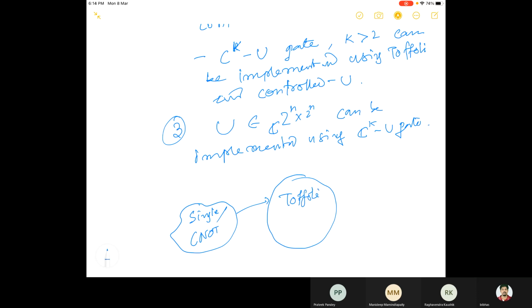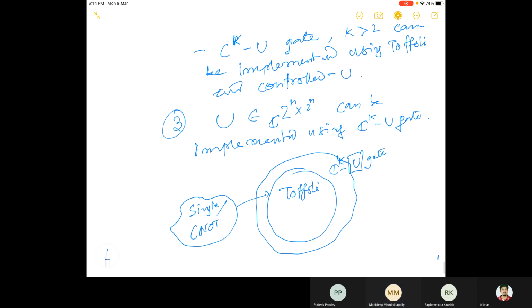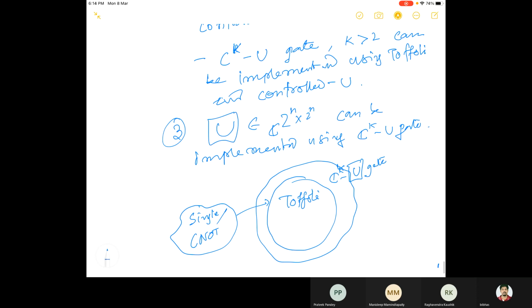The Toffoli gate is a particular case of C to the power K U. C to the power K means K controls, and then I'm applying a U gate on a qubit. U belongs to C 2 cross 2, and the whole operation belongs to 2 to the power K plus 1 by 2 to the power K plus 1.